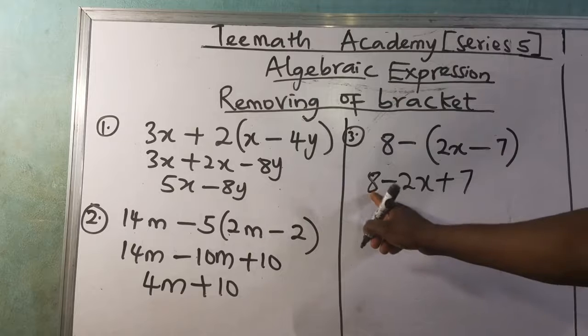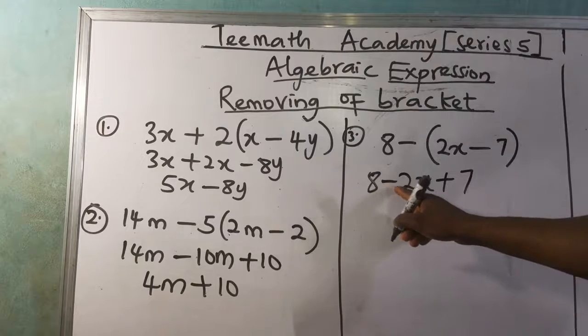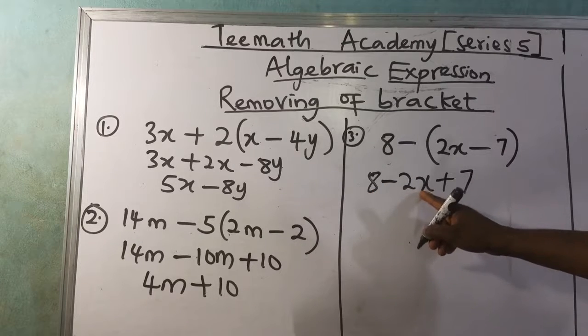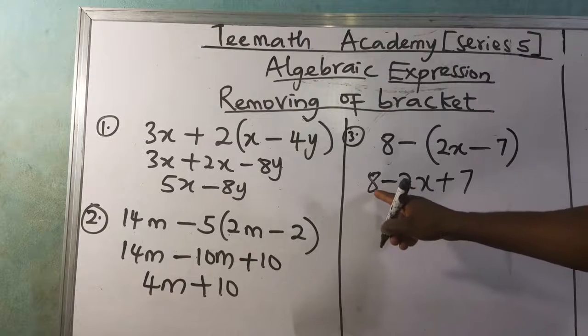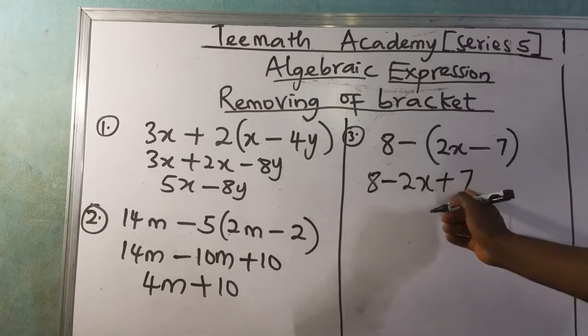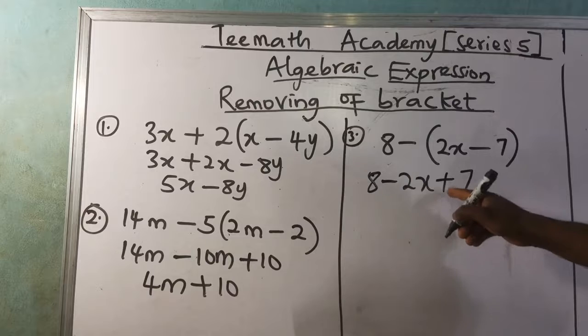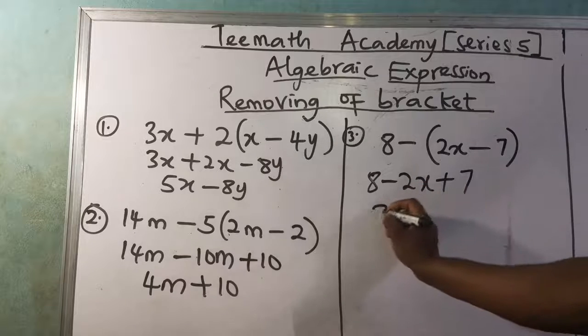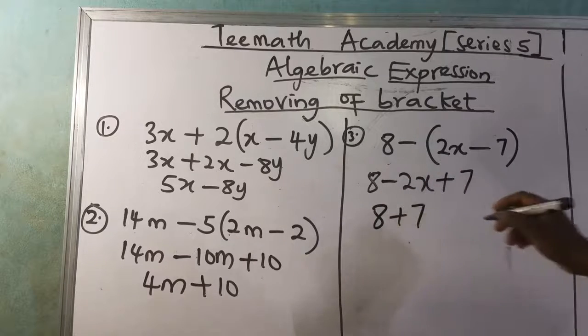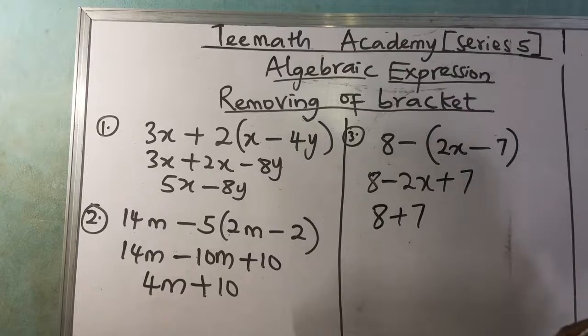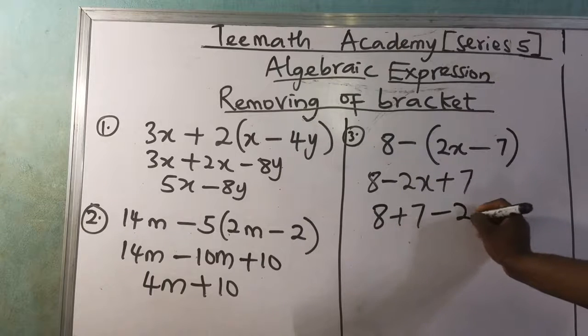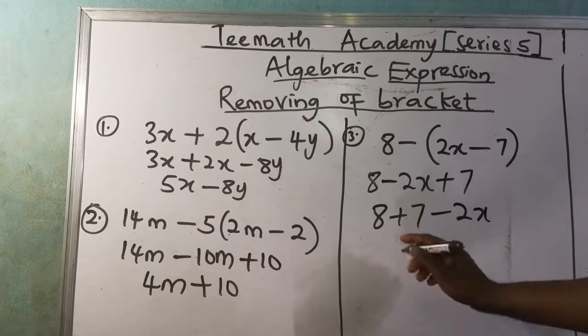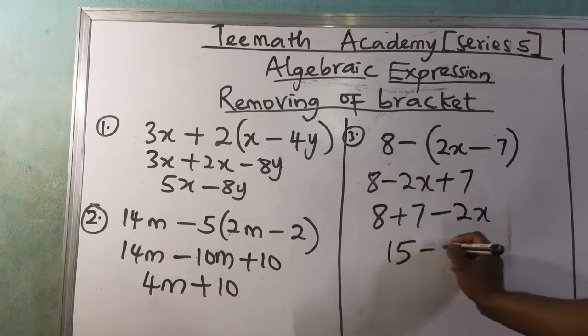Now in this case, you collect the like terms. That will be what? 8, not minus. The sign for this minus is 2x. Okay, now this one will be 8. Bring this 7 here. The 7 here is positive, so that will be 8 plus 7. The sign will go along with it. Then minus 2x. Now 8 plus 7 is 15 minus 2x.